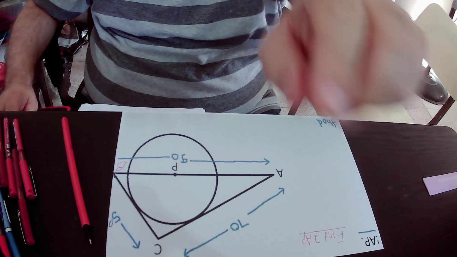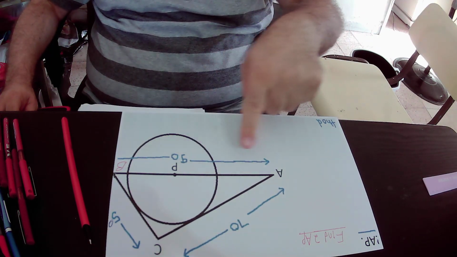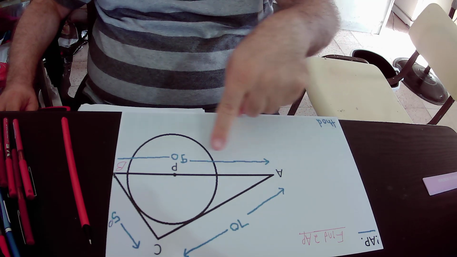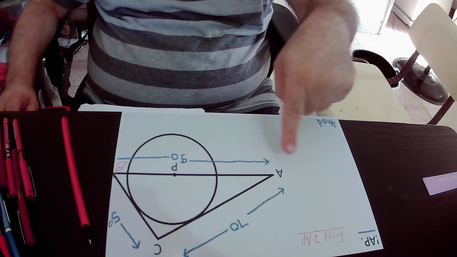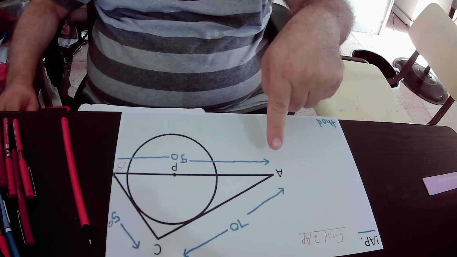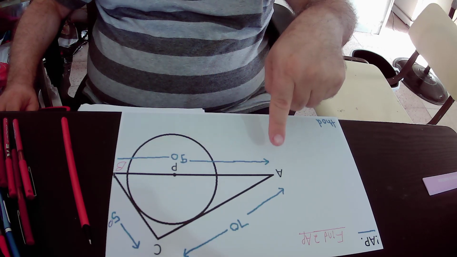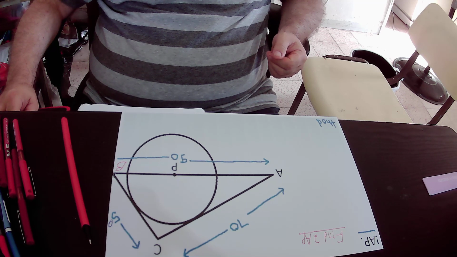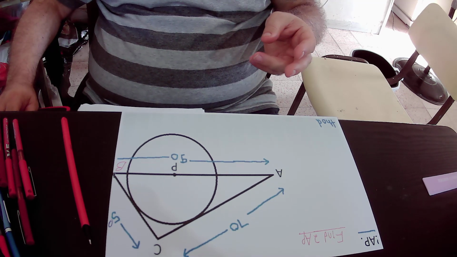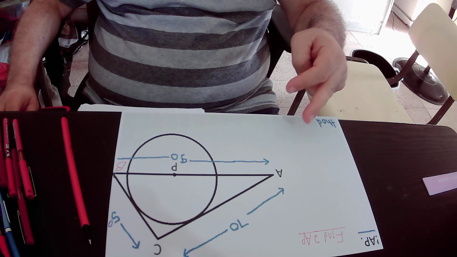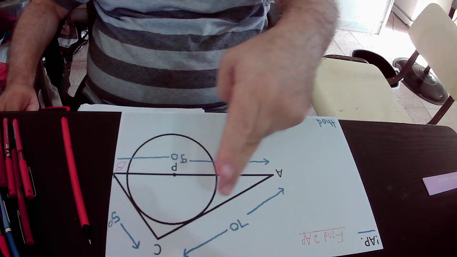Hello, in this lecture we will find the value of 2 times AP, or the size of 2 times AP. Actually, you can see in the picture triangle ABC.